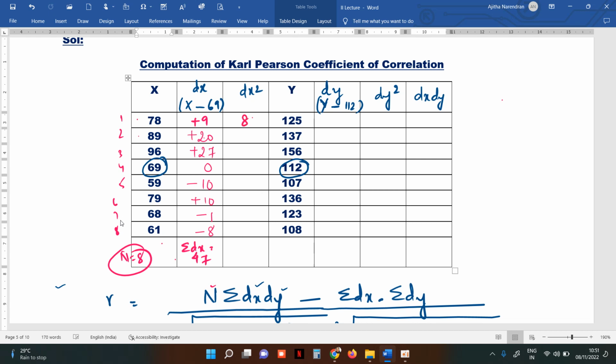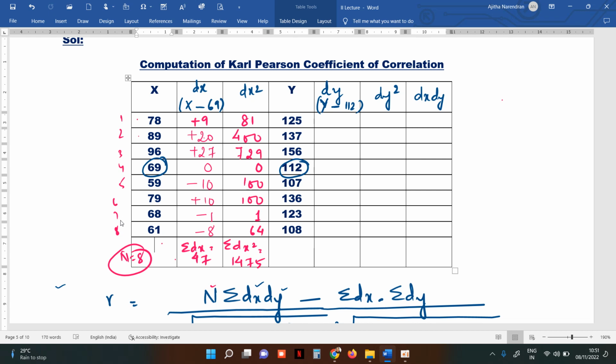9 into 9 is 81. 20 into 20 is 400. 27 squared is 729. 0 is 0. 10 squared is 100, 10 squared is 100. 1 squared is 1. 8 squared is 64. Summation of dx square is equal to 1475. Now it is y.